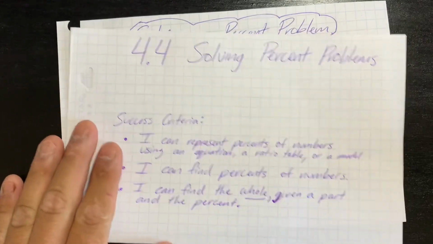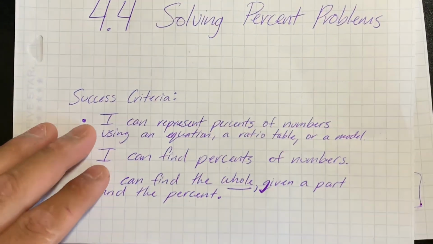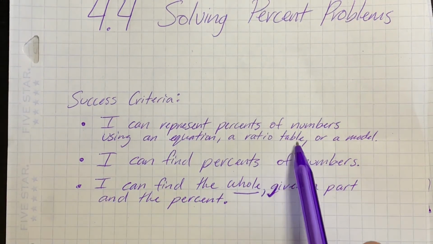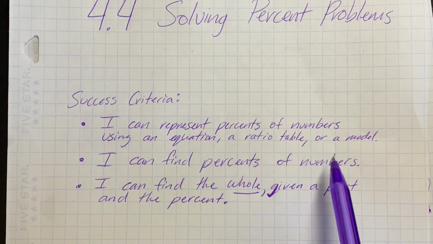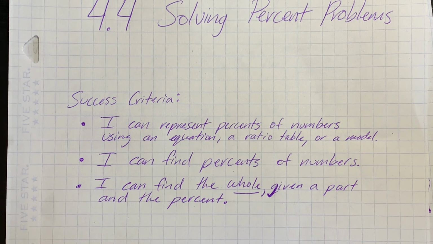Now for 4.4, solving percent problems, by now you should be able to represent percents of numbers using an equation, a ratio table, and a model. You should also by now be able to find percents of numbers and also be able to find the whole when we're given the part and the percent. All right, so pay attention. We're going to go over this in class again. Get out your scrap papers, your pencils ready, and let's go ahead and get started.